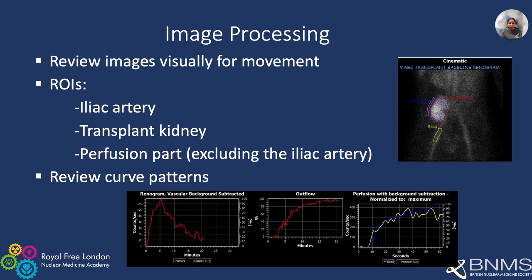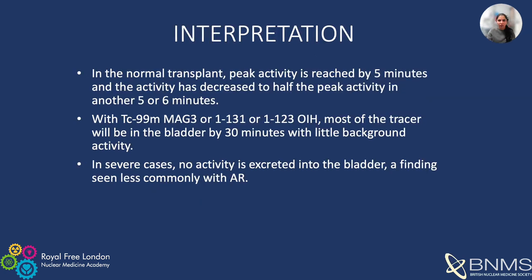A normal renogram curve demonstrates a rapid upslope, which reflects the initial arrival of the radiotracer in the kidney, followed by the cortical concentration phase, which contains the peak of the curve. Cortical retention is seen in acute rejection or acute tubular necrosis. Interpretation: in the normal transplant, peak activity is reached by 5 minutes, and the activity will decrease to half the peak activity in another 5 to 6 minutes.